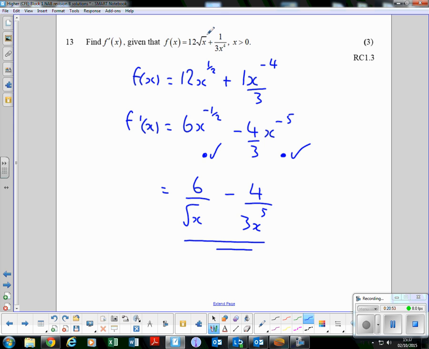As we started in this format, we should really end up in that format. So x to the negative half is over root x. x to the negative 5 is over x to the power 5. The 6 and the 4 thirds do not move. It is only the x that moves with the power. The 4 thirds is not being raised to the power negative 5. It is only the x that's being raised to the power negative 5.